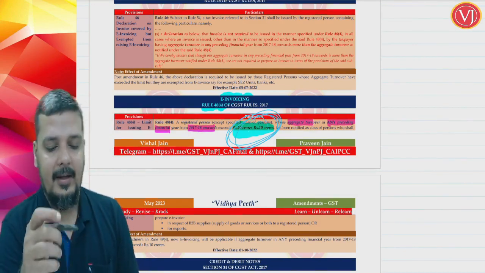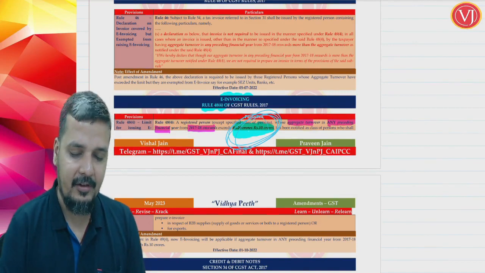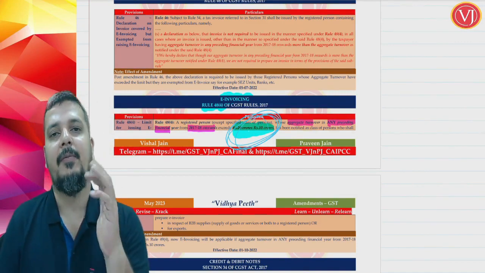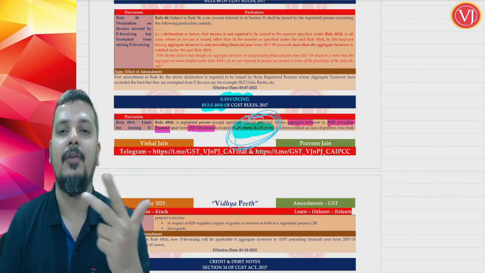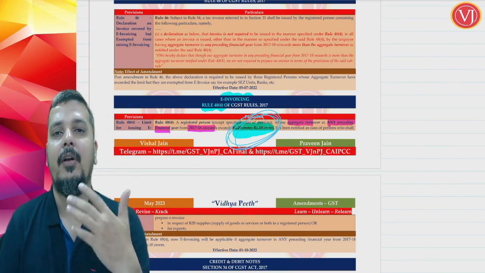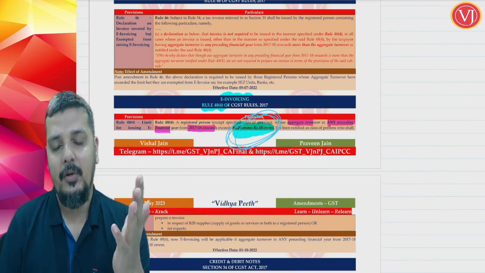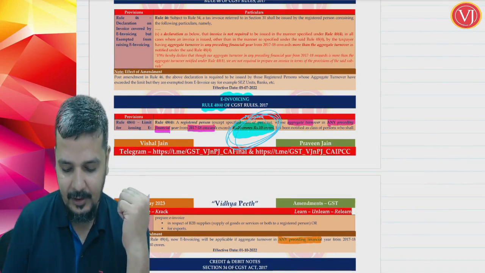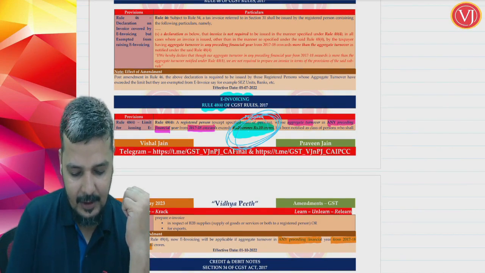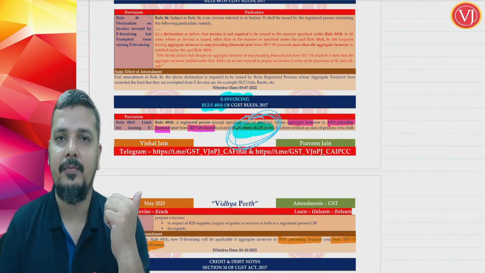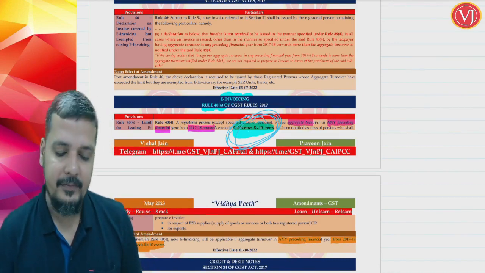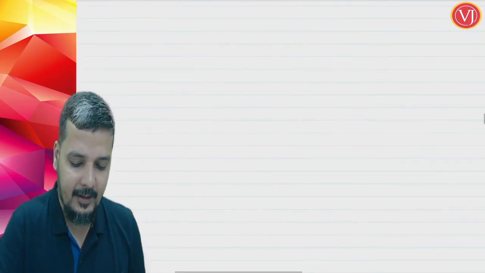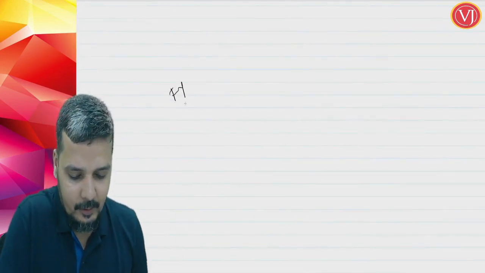So if in any of the preceding financial years, starting from 17-18, that is 17-18 or 18-19 or 19-20 or 20-21 or 21-22, my turnover is more than 10 crores, then in the current financial year, say 22-23, e-invoicing will be applicable.